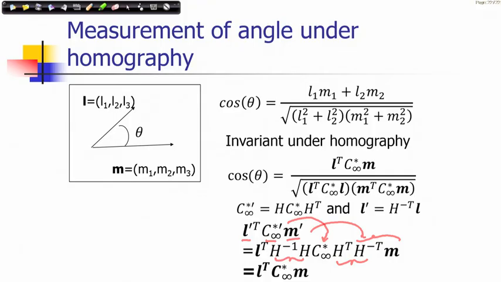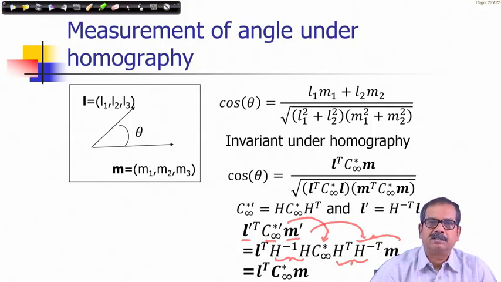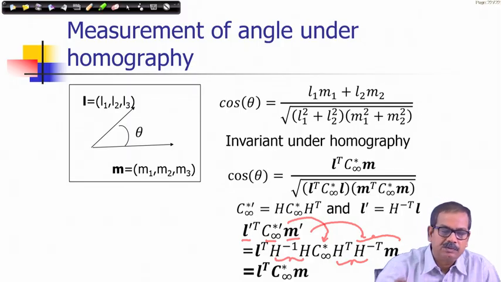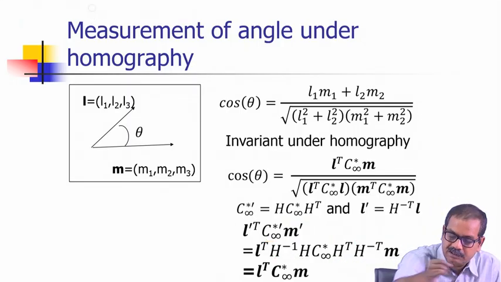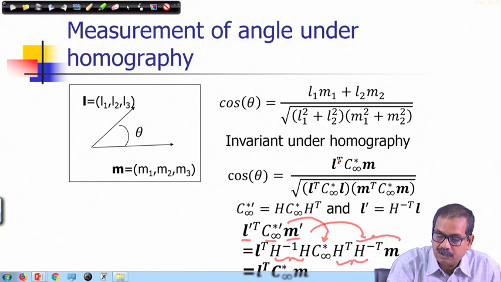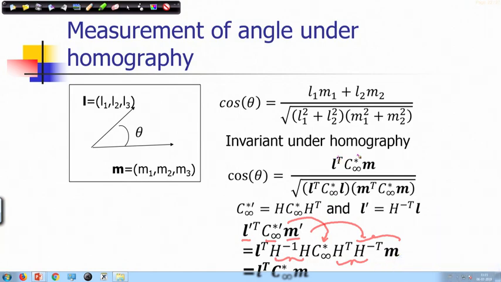So, this is how this becomes an invariant. The measurement of cos theta, with the same expression, even if I use it in the transformed space, that means if I use all the corresponding transformed lines and the transformation of dual conics, then also we will get the same measure cos theta. That is how it becomes invariant.